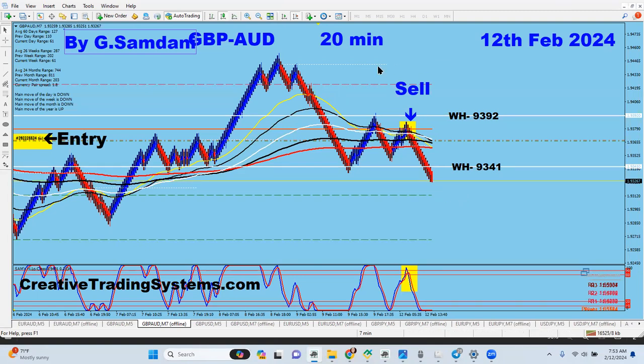When I close the trade, I'll post again on the website and the Telegram for you to see how I manage the trade for the maximum amount of pippage.